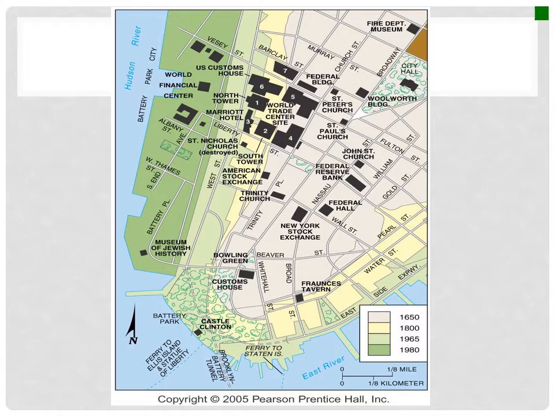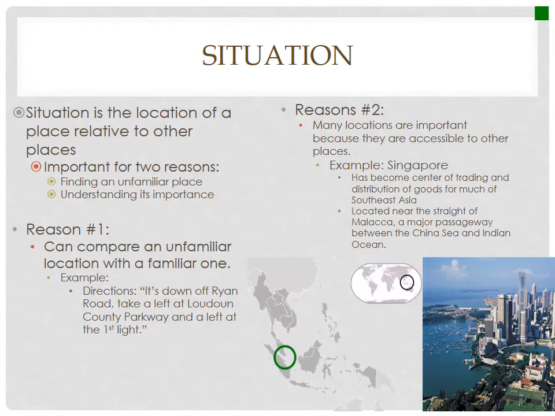And this is an example of Manhattan, how it's changed over time as it's increased from 1650 from the original site up till 1980, when the Twin Towers and things were built, like on Battery Park, and then more larger areas.